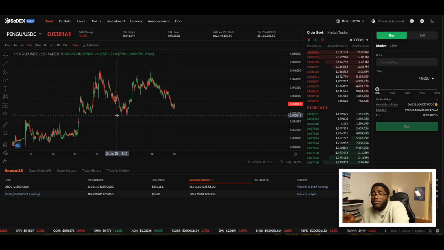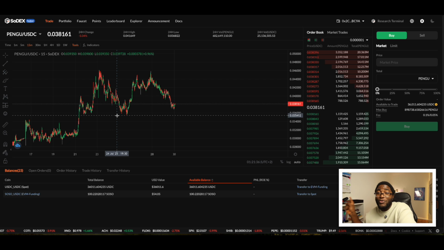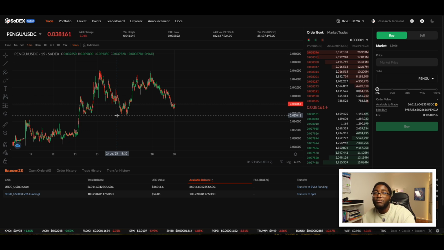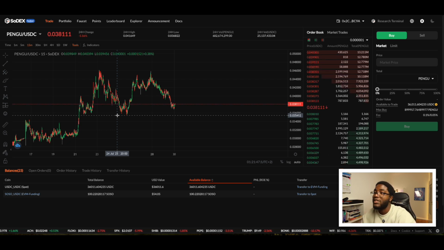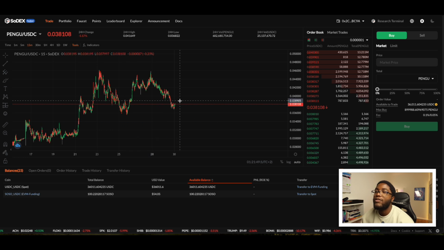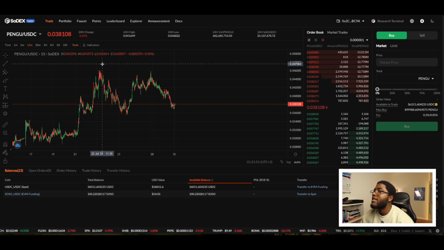No financial advice. Don't use this advice to go and trade with your real money. This is just a testnet, okay? I'm not losing any money from doing this. I'm just accumulating points for interacting with the testnet. So of course, we're going to buy some Pengu. As you can see, buy, sell. Let's just take buy for instance.